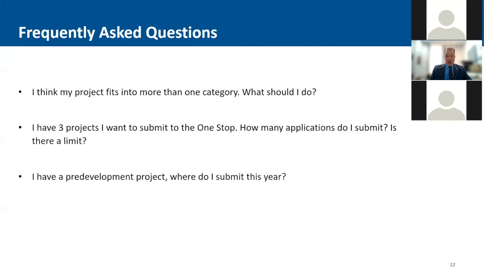The next one we have is, I have three projects that I want to submit. How many applications can I submit? Is there a limit? As I just mentioned, there is technically no limit to the number of full applications that any one applicant can submit. This is especially true if you have one infrastructure project, a separate full application for a community planning project, and a third project that is site readiness. Those generally will compete within those categories separate from each other. Where we would let you know to be mindful is that you can submit multiple applications in the same category. However, keep in mind that those will essentially be competing against each other along with everybody else in that category.